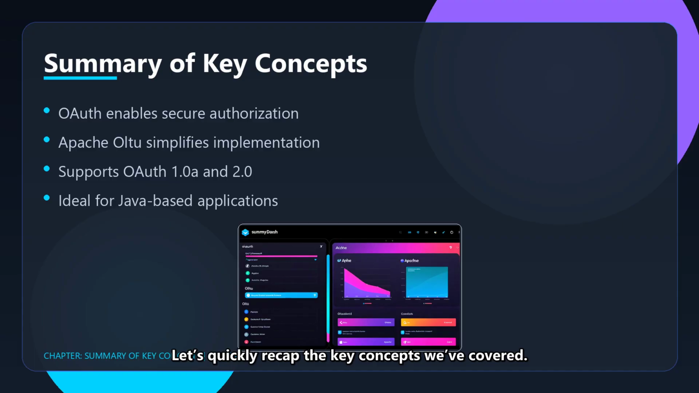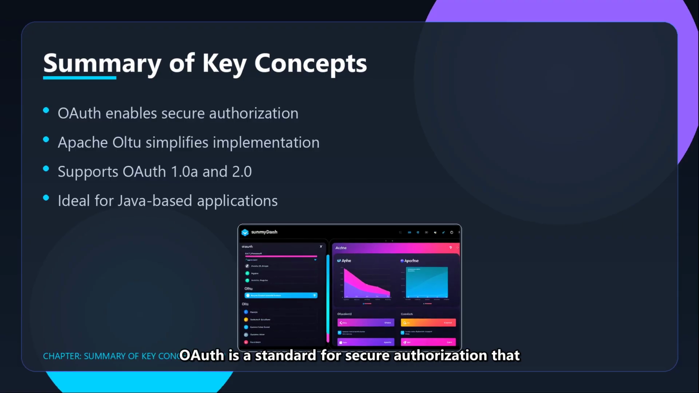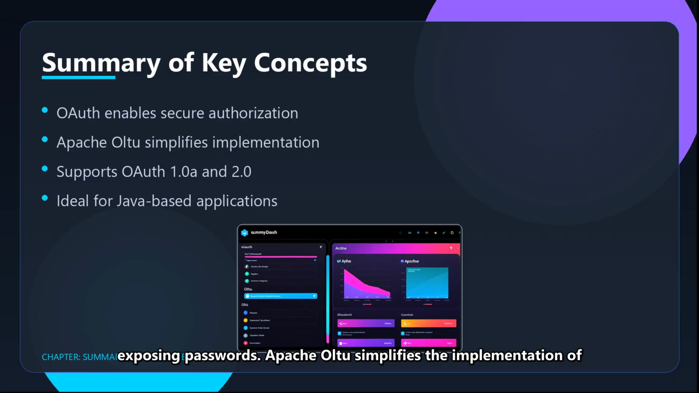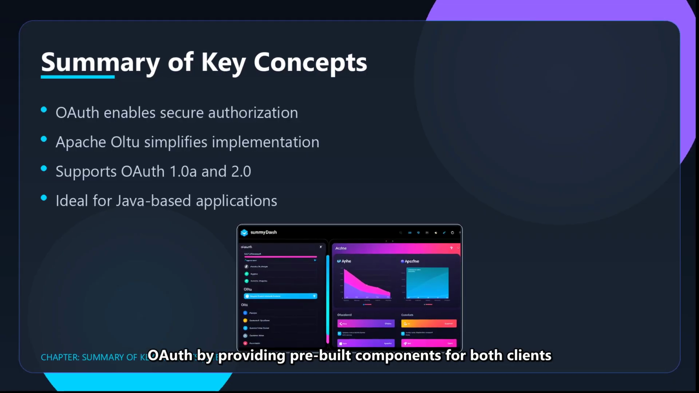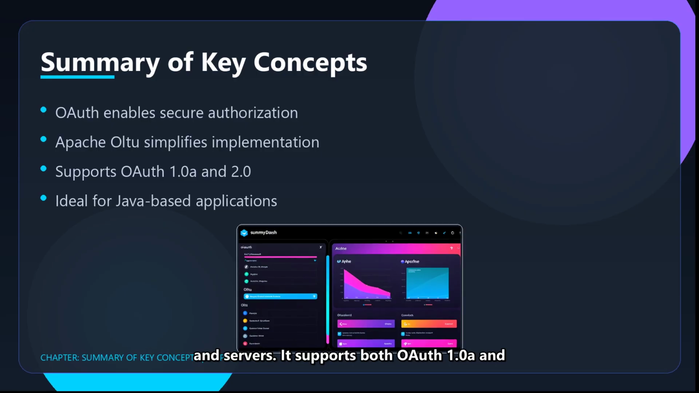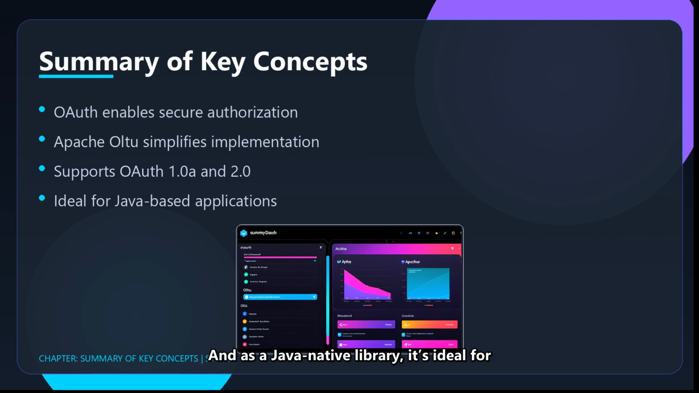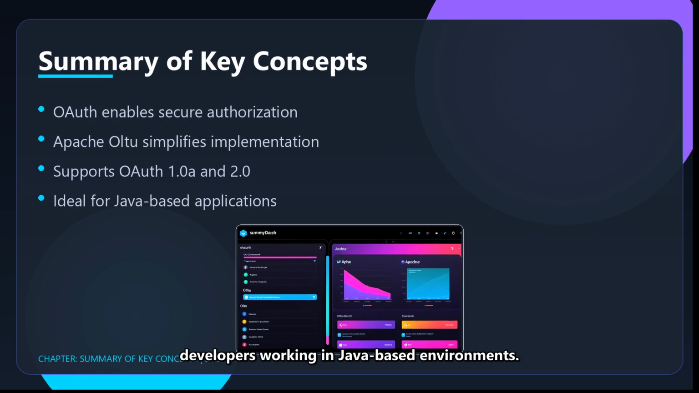Let's quickly recap the key concepts we've covered. OAuth is a standard for secure authorization that allows third-party applications to access user data without exposing passwords. Apache Oltu simplifies the implementation of OAuth by providing pre-built components for both clients and servers. It supports both OAuth 1A and 2, making it versatile for different use cases. And as a Java native library, it's ideal for developers working in Java-based environments.